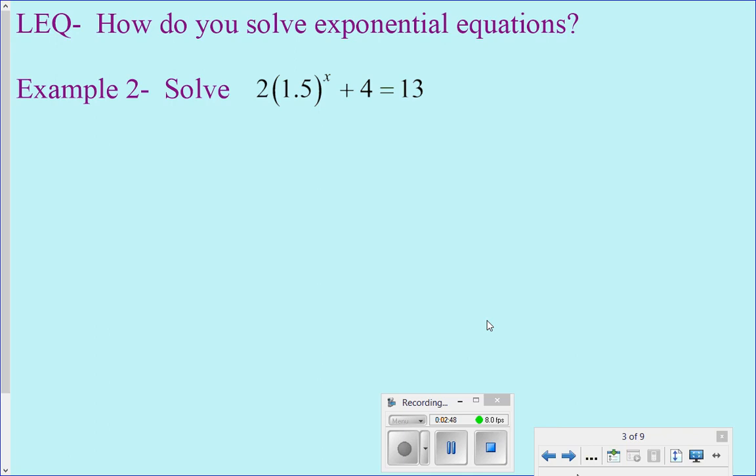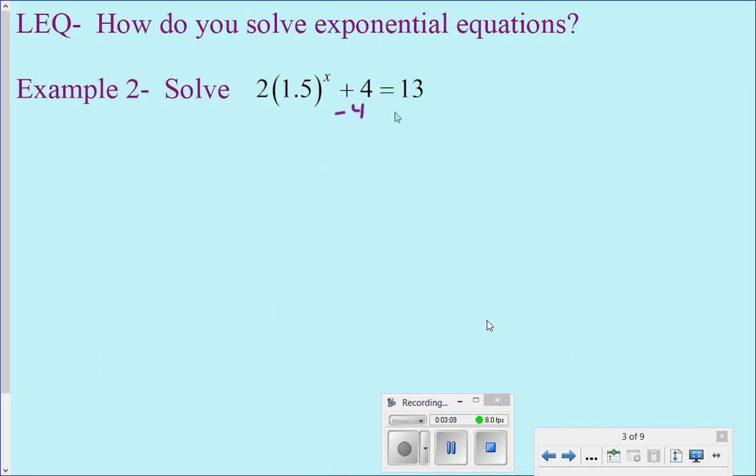Okay, so then we tried this one, and I said, well, can I do the same thing? Can I just take the log of both sides? And hopefully, if you're looking at that, you're realizing, no, I can't take the log of both sides yet because this is not in exponential form. In other words, I need to get rid of the 4 and the 2 first. Then it'll be 1.5 to the x. It'll be in exponential form. So then I can take the log of both sides.